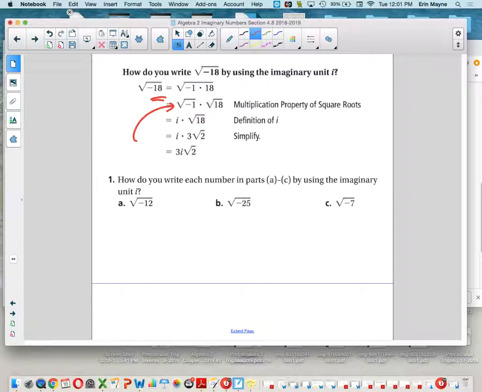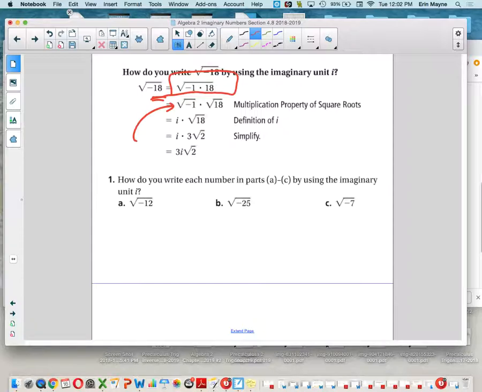Now, we're going to break this up. Box in that first step, please. We're going to break it up into what I would consider the imaginary part and the real part.